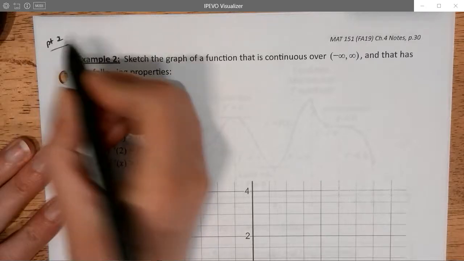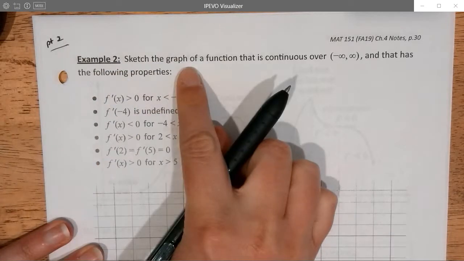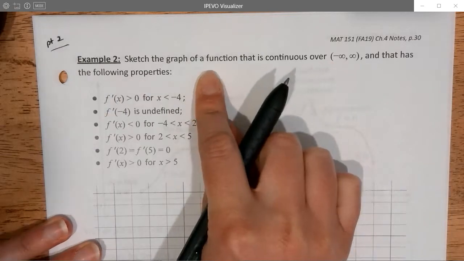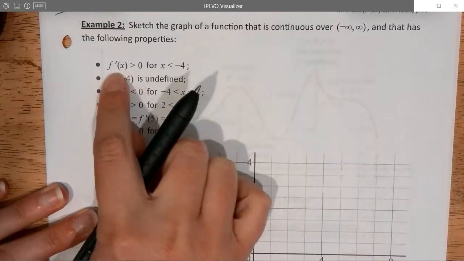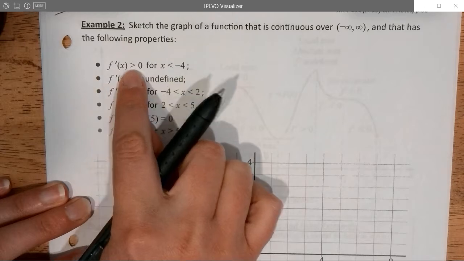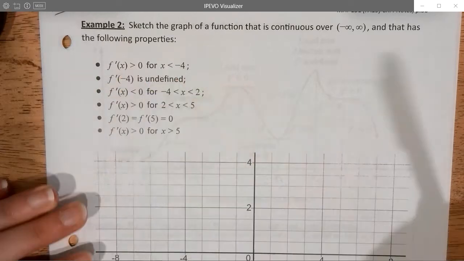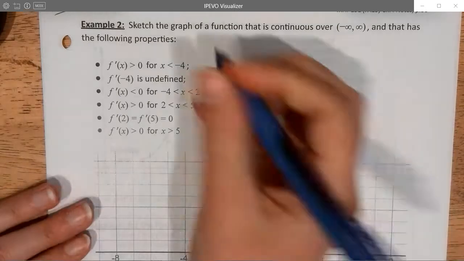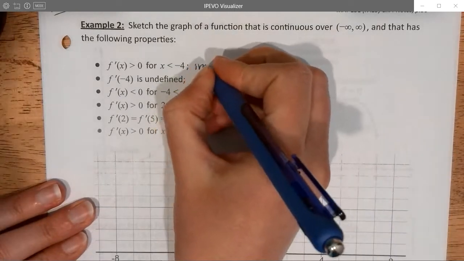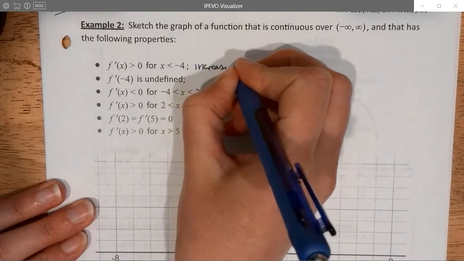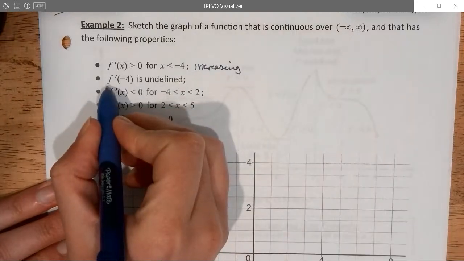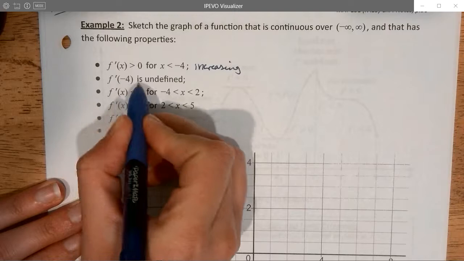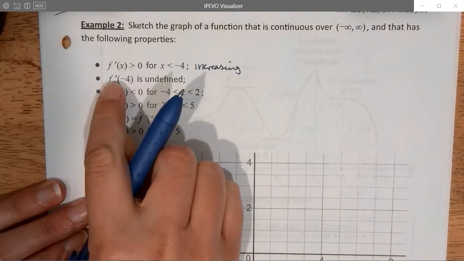In part 2, we're going to draw a function that's continuous over all real numbers and has the following properties. The first property is that the first derivative is greater than 0 for x less than 4. Since the first derivative is greater than 0, this means that the function needs to be increasing on that interval. Then I also need that the derivative at negative 4 is undefined. Not f, sorry, but the f prime, the derivative.